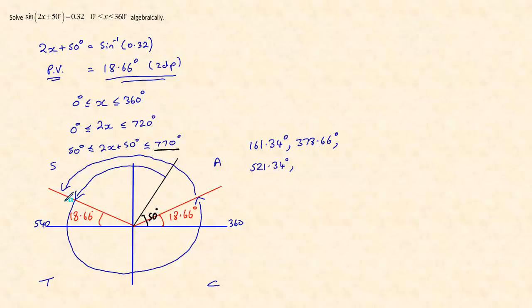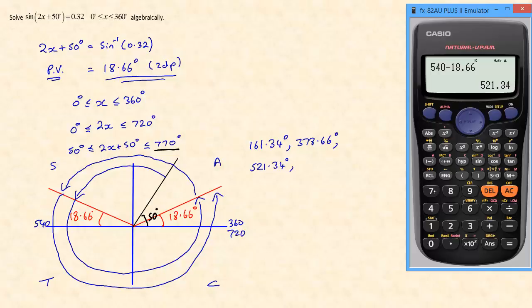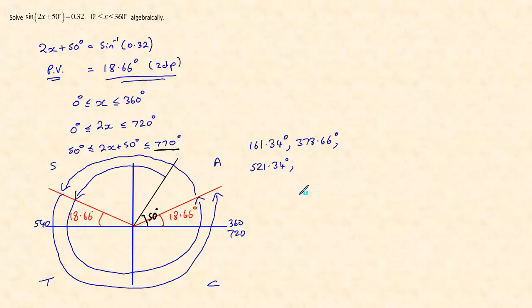And then finally, we'll meet this one again before we get back to this 50 degree line here. So twice round here is 720. So that's going to be 720 add 18.66, which is 738.66. Now remember, those solutions are for 2x add 50.